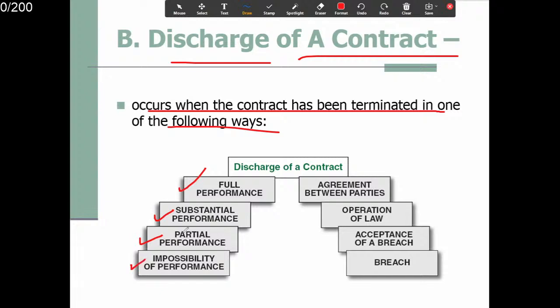Impossibility of performance，不可能做得出来的。So at the present moment, it's impossible for them to perform because they ran out of money, they don't have the material, etc. Whatever the reason is, they cannot perform. Agreement between parties, 两方同意, they agree to end this contract because it's not going anywhere. Operation of law, let's say it did not pass inspection, or it's illegal. You build a building too high, the limit is 25 feet, you build it to 30. Okay, no good.